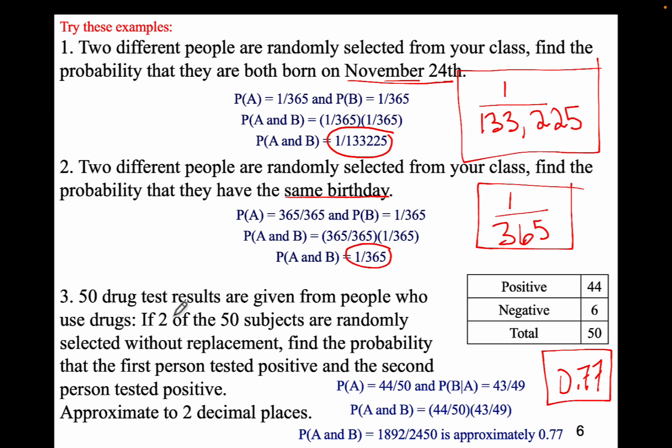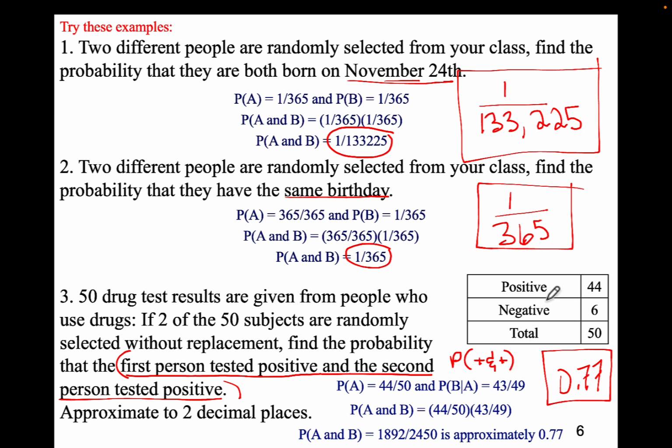And number 3 is changed up on us. You might think, oh, that was the same as the question from the last slide, but I switched it up in the wording right here. I asked you to find the probability that the first person tested positive and the second person also tested positive. So for this one, it's different than the last one because I was looking for the probability that it's positive, and then the next one is also positive. And we have to do this without replacement.